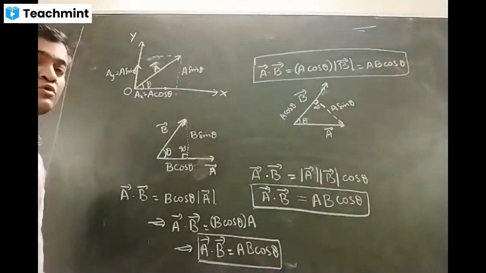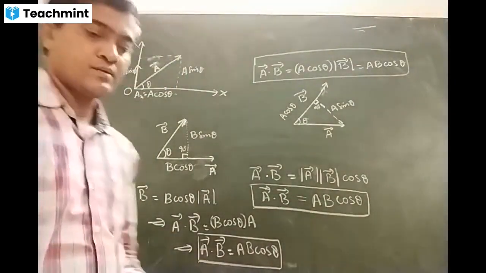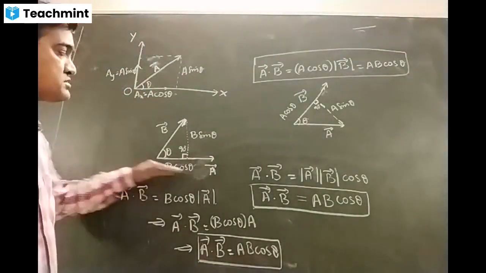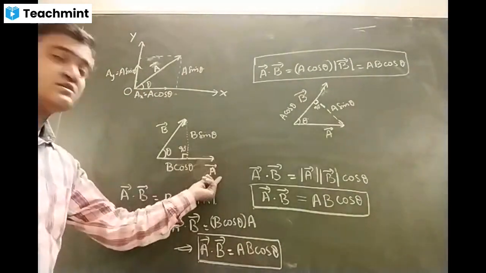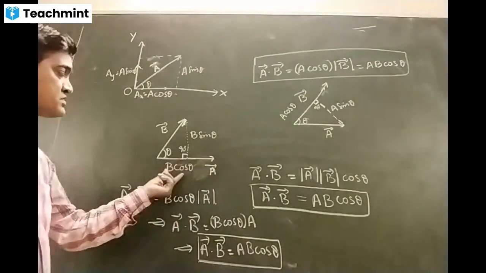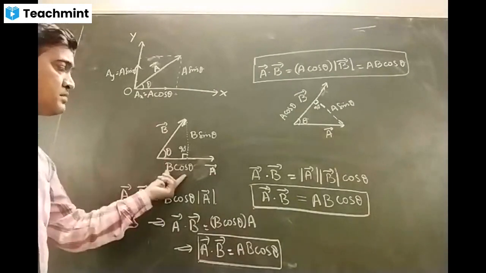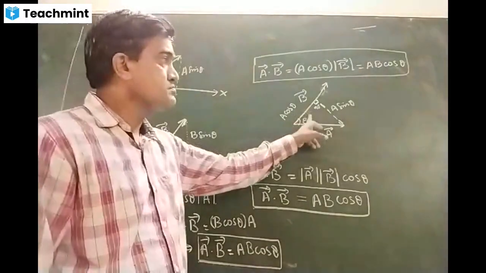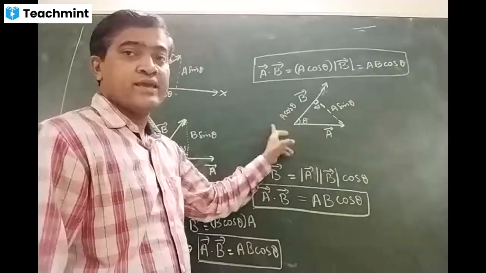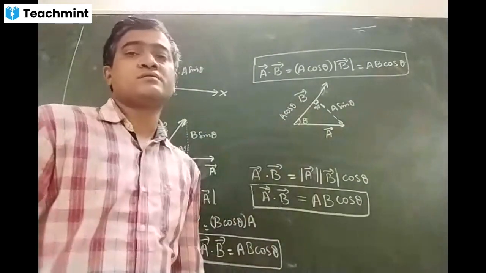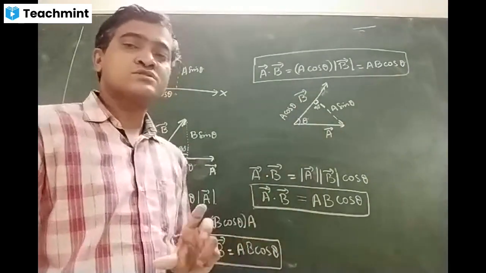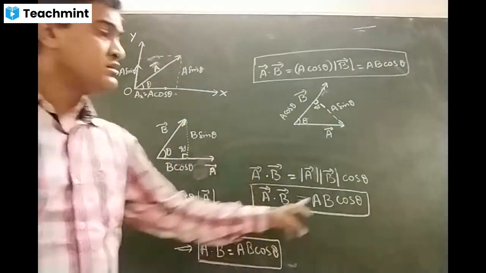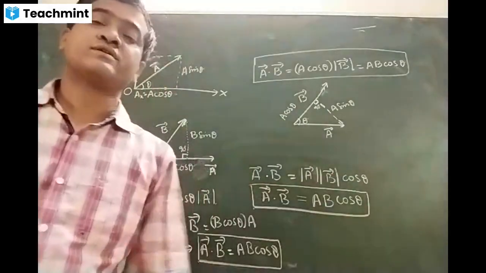Sir, why did we consider only cos theta in both cases? In both cases you will get cos, because that component only is acting along the other vector. If I consider the second vector B bar, B cos theta is acting along A bar. In this case, A cos theta is acting along the second vector B bar. So in both cases the cos term will come, and that is the reason we define it like this: cosine of the angle between two vectors.